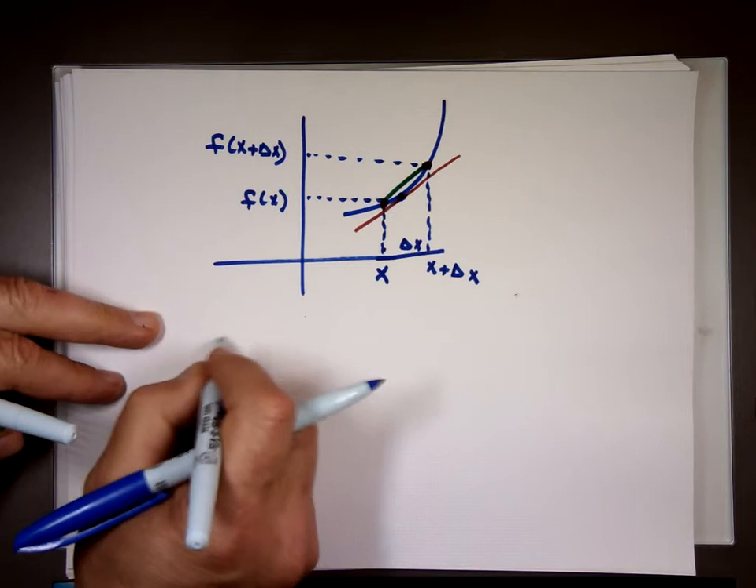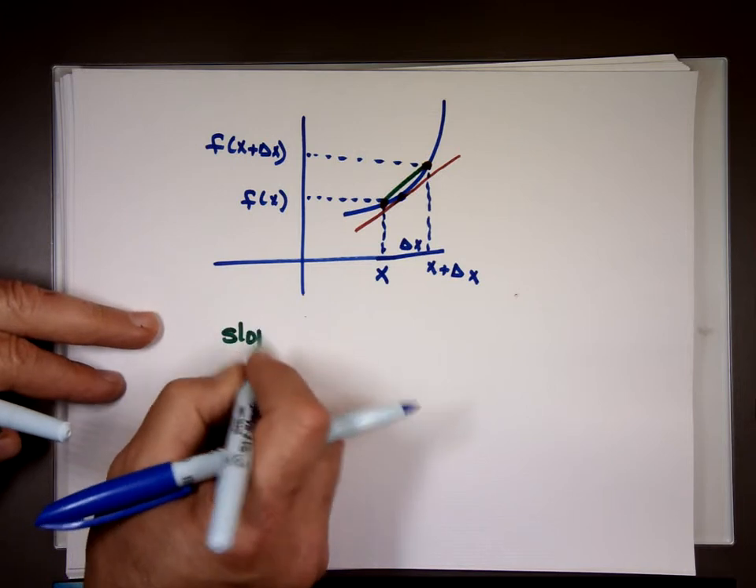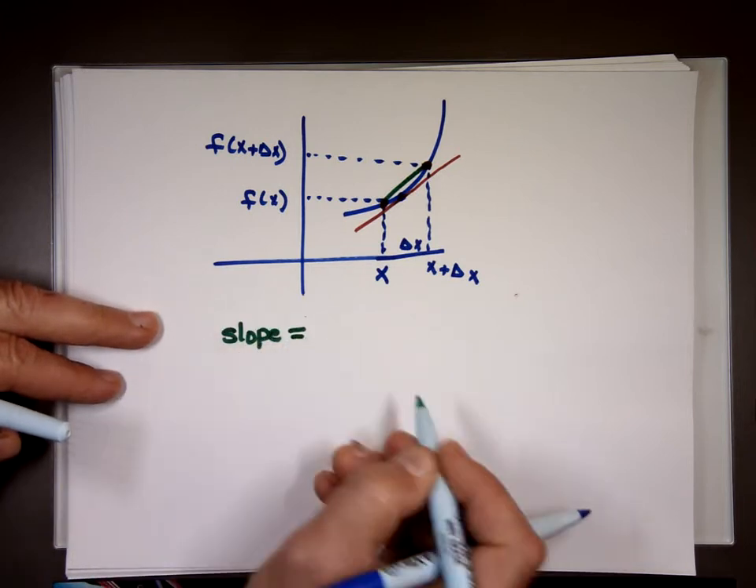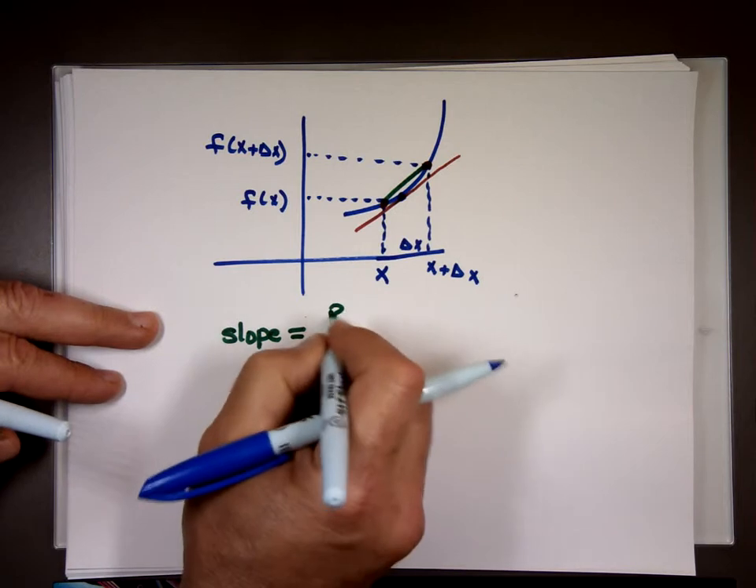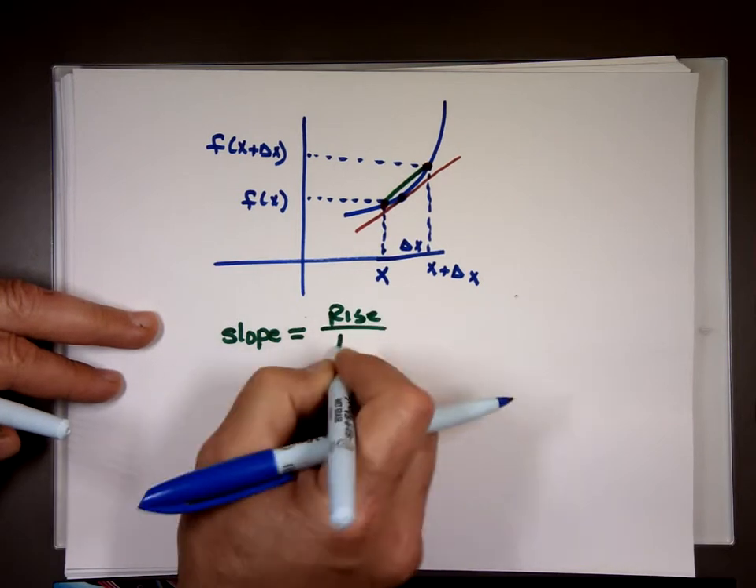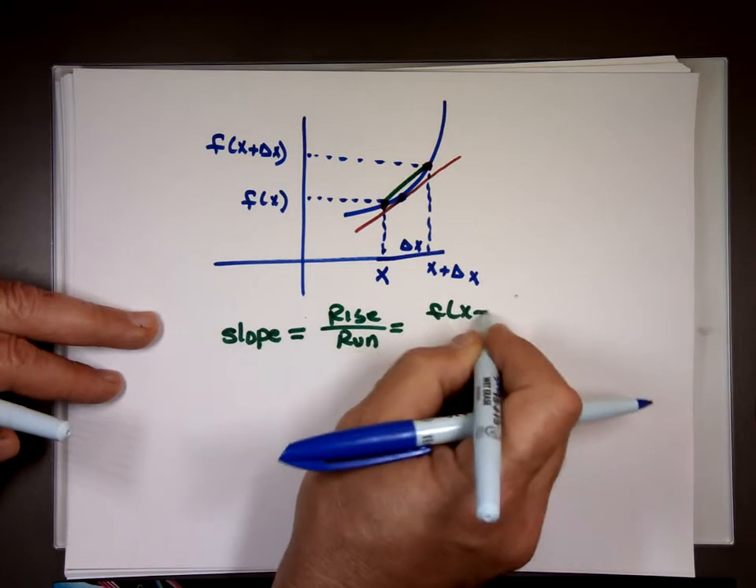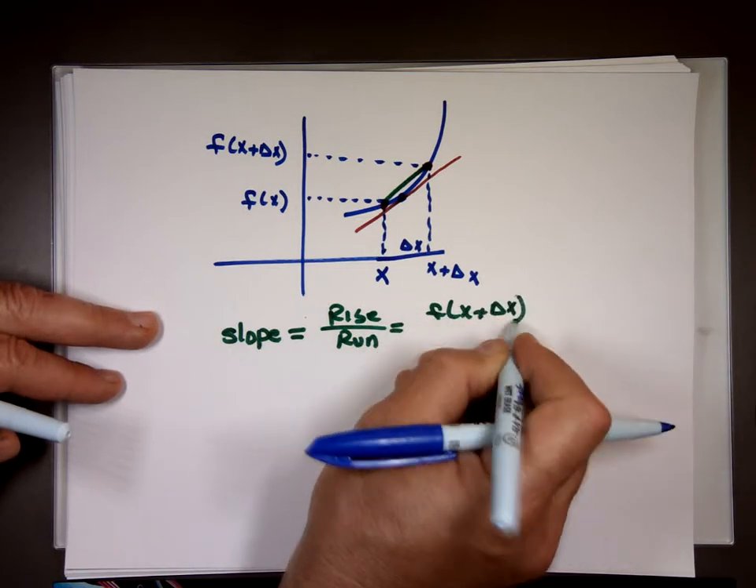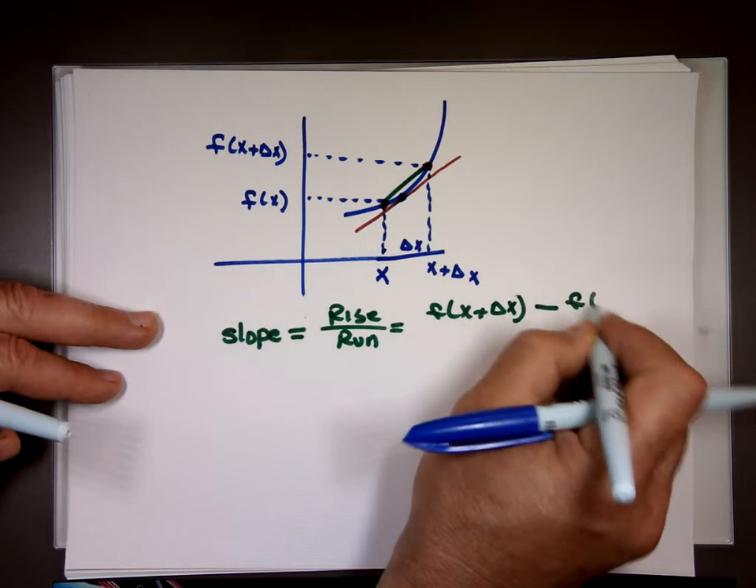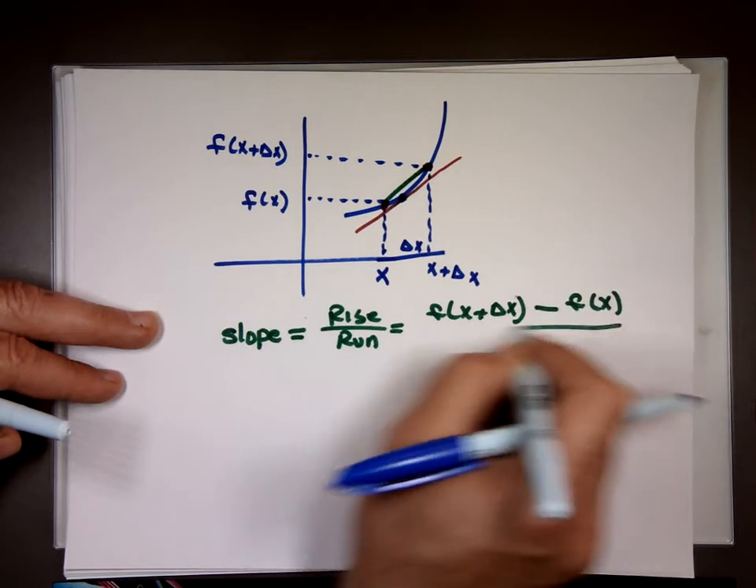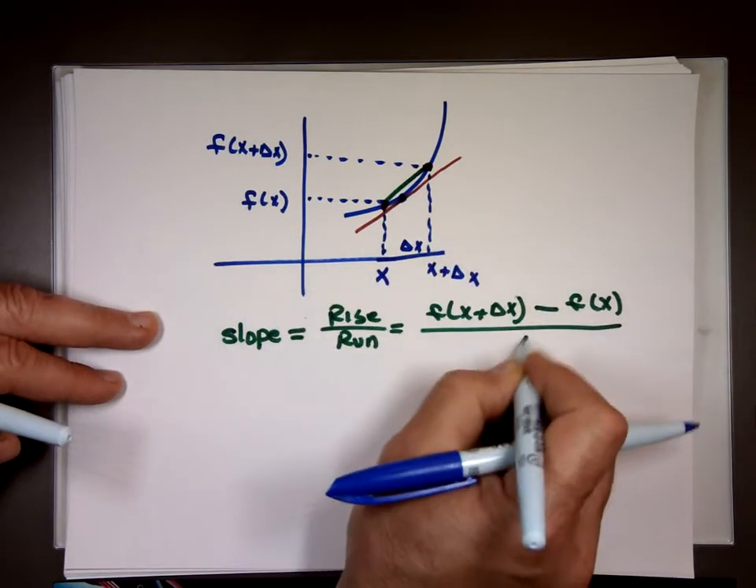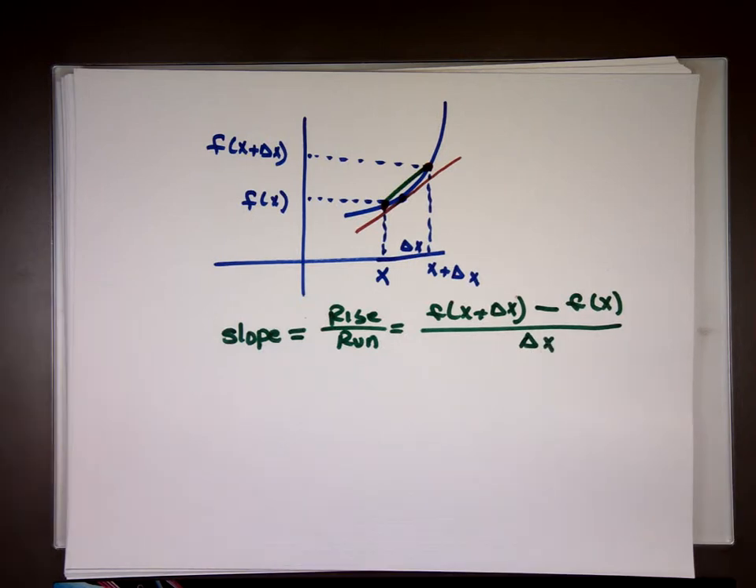The slope is going to be what? The rise over the run, right? Which is what? It's going to be f of x plus delta x minus f of x divided by the run, which is what? What's the gap from here to there? Isn't that delta x? But you can see the red line and the green line is not really the same line.